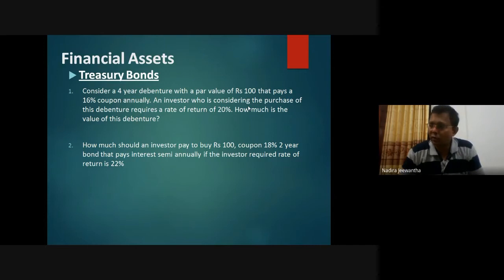The coupon is 16%, and it is paid annually. The investor considering this debenture requires a rate of return of 20. If I want to invest in this debenture, I need at least a 20% return. That's what it means. So to satisfy everything, what price should I purchase this bond at? That's the question.